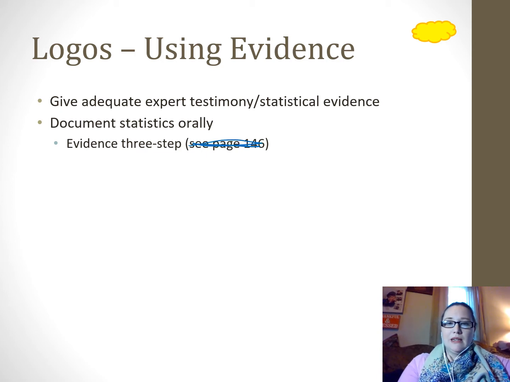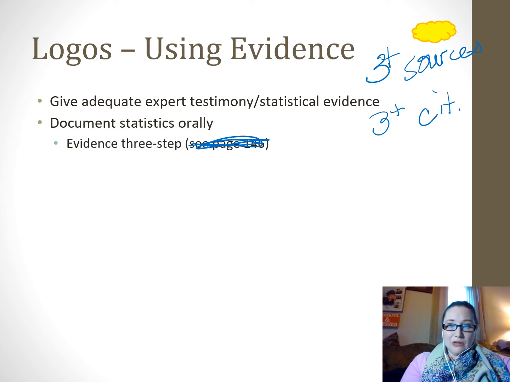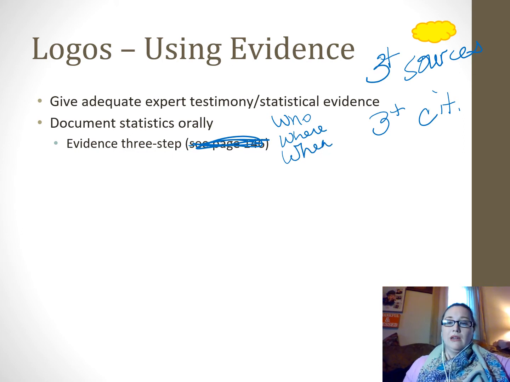and it's what we talked about before. It's 3 or more sources and 3 or more citations. And remember, the evidence 3-step is simply the who, the where, and the when. We talked about this just a few weeks ago.